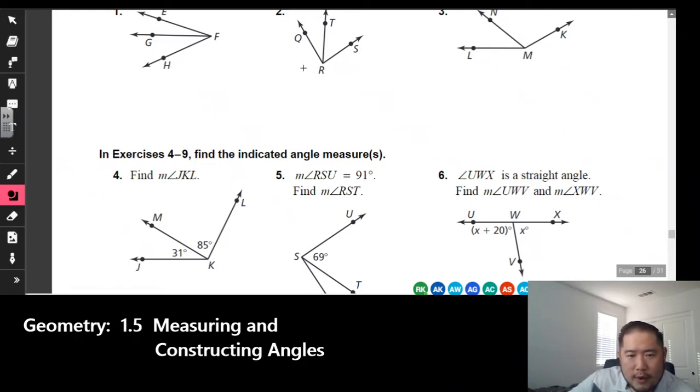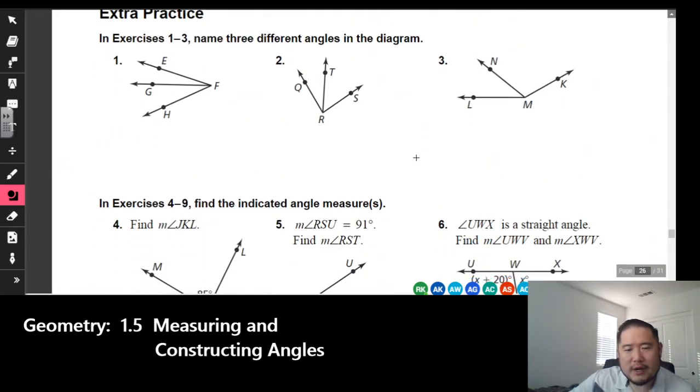All right, with number 1, it says name 3 different angles in the diagram. Remember, we use 3 points to name an angle. And when we use 3 points, it can't be any random point. The point in the middle must be the vertex. So this right here, F, is the vertex.